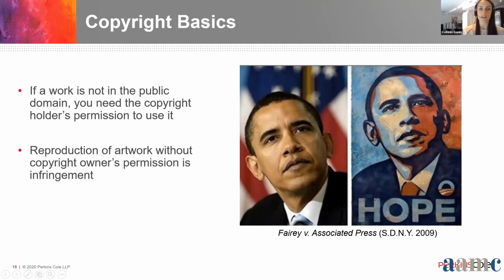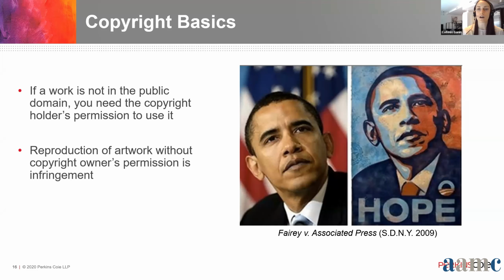The flip side is, if a work is covered by copyright, if it's not in the public domain, then you need the copyright holder's permission to use it in any real capacity. I think that's just the general rule. We'll get into some unique exceptions to that, but in general, if you reproduce artwork without the copyright owner's permission to make the reproduction, that would be considered copyright infringement.